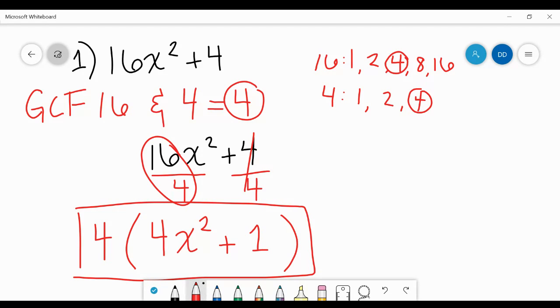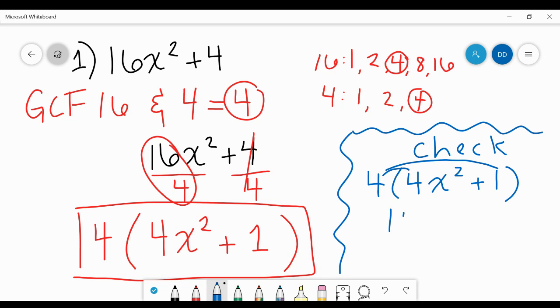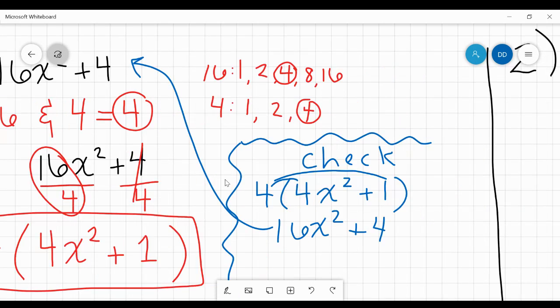One way to check it, and I'll do that over here, is to distribute. So these are really easy to check because if you distribute and you don't get your original example, then you know you did something wrong. So I'm going to distribute this 4. 4 times 4 gives us 16. Bring down the x squared, and then 4 times 1 gives us 4, which is what we had in the first place. Okay, so you can always double check to see what's going on, distribute, and go from there. I'm going to do one more example, so stick with me. I'm going to just move over.